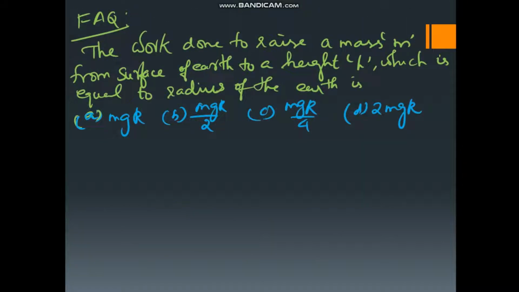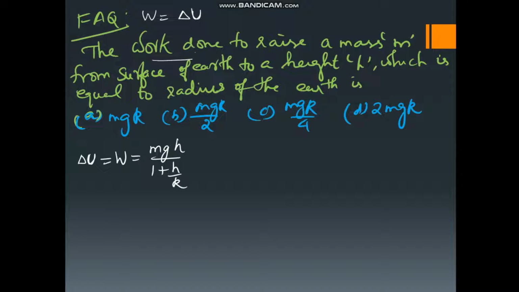Now let us work out a numerical. Work done they are asking. So work done is equal to change in potential energy. This you must remember. And one direct formula I will give. Suppose they are giving questions like this, that from the surface of the earth you are raising a mass m to a height h, then the change in potential energy or work done is given by mgh divided by 1 plus h by r.